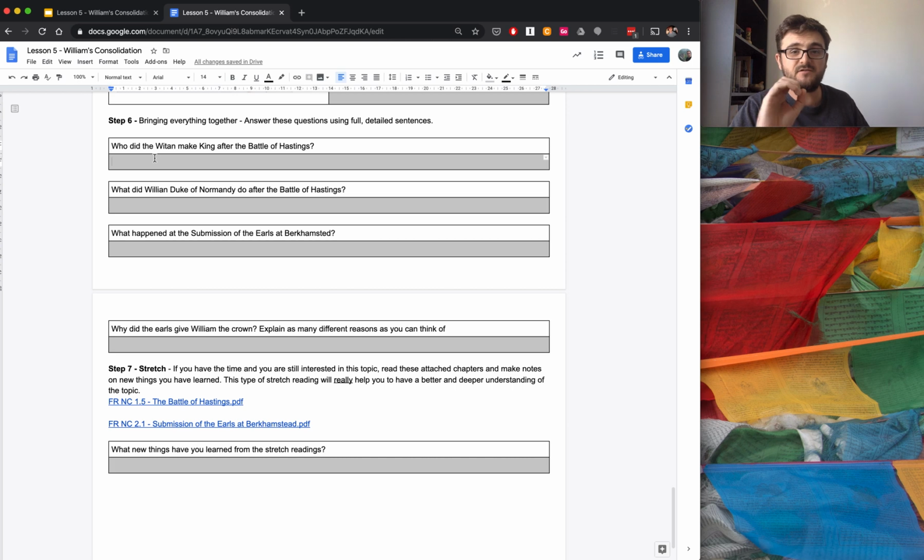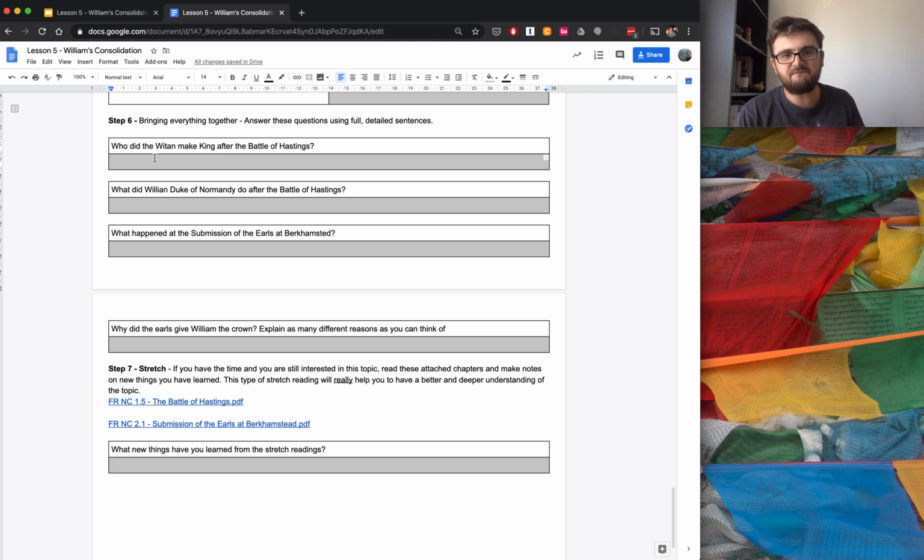I want you to push yourself for 2, 3, 4, 5 sentences to answer each question in as much detail as possible. Answer them directly in the grey boxes if you're doing it in the document or on paper, and then make sure you take a good clear picture.